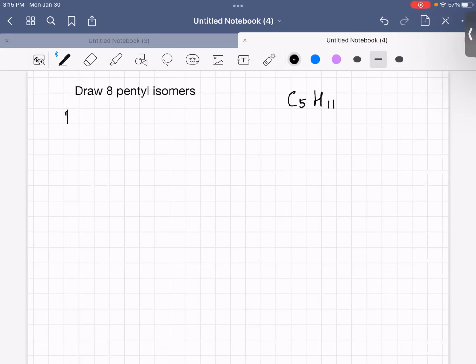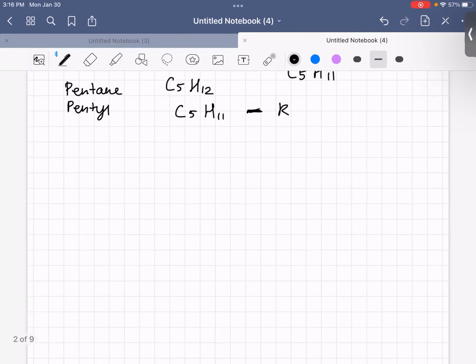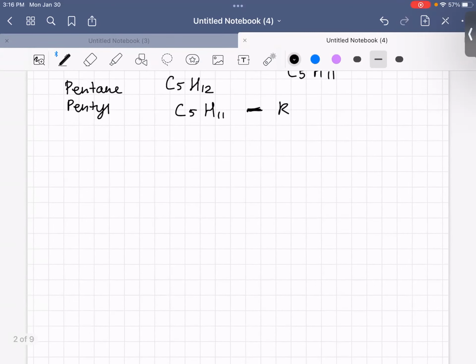So I know that pentane is C5H12, and pentyl means that the C5H something has to be attached to the rest of the molecule. Because pentyl is a functional group, right? Or like a side chain. Because of that, I know it has to be 11 because it needs another bond to attach to this R. So it can't be 12. Now that I know that, let's start drawing the isomers.